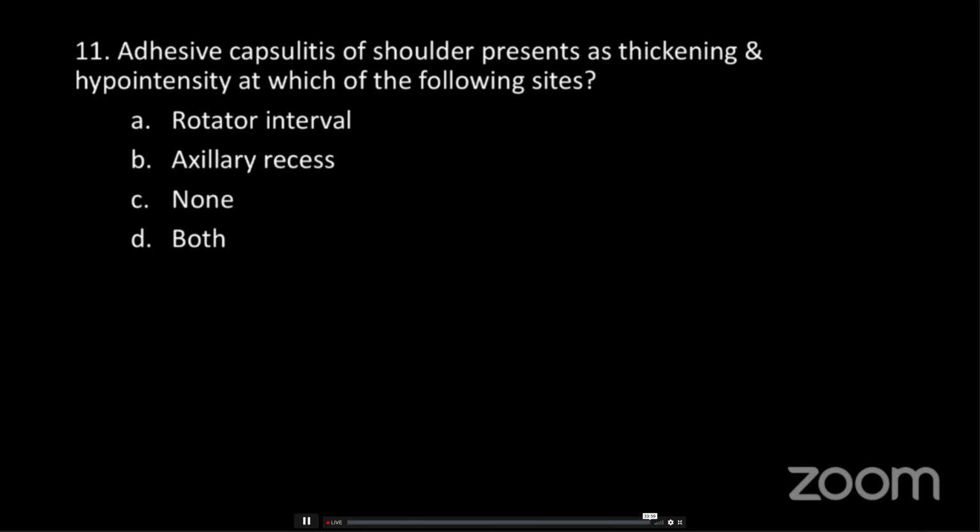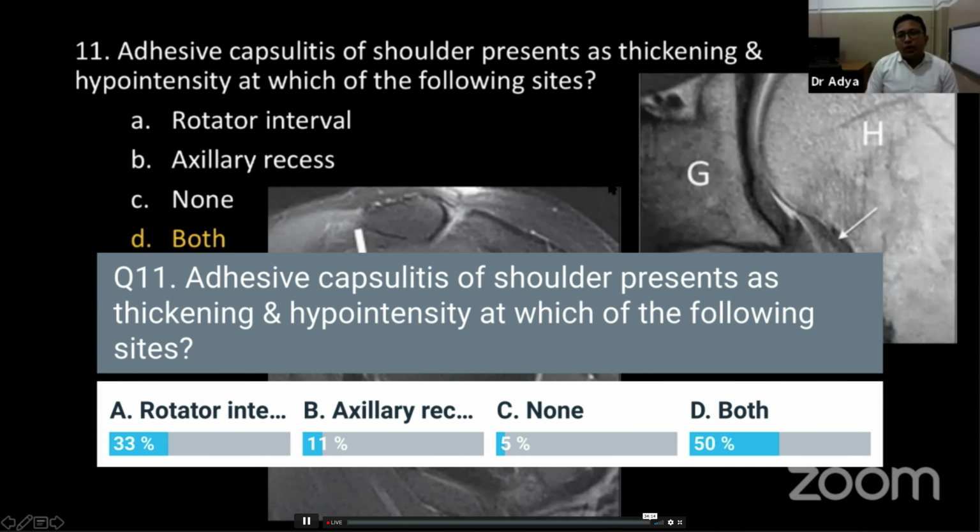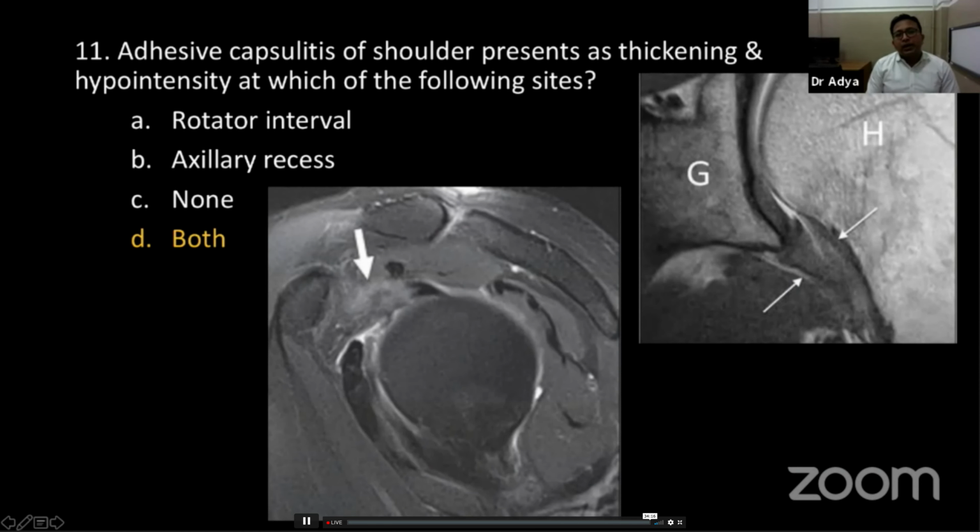So 50% of the attendees have answered D, 33% of the attendees have answered A, and 11% of the attendees have answered B. Yes, most of the people have answered it correctly. The answer is both. Adhesive capsulitis of shoulder presents as thickening and hypointensity at both the axillary recess as well as the rotator interval. And if you are giving gadolinium, there will be a faint enhancement of the soft tissue within the axillary recess and the rotator interval.